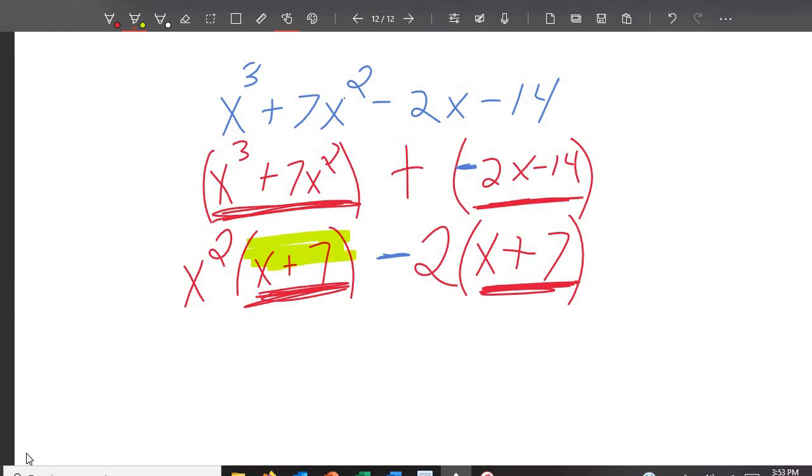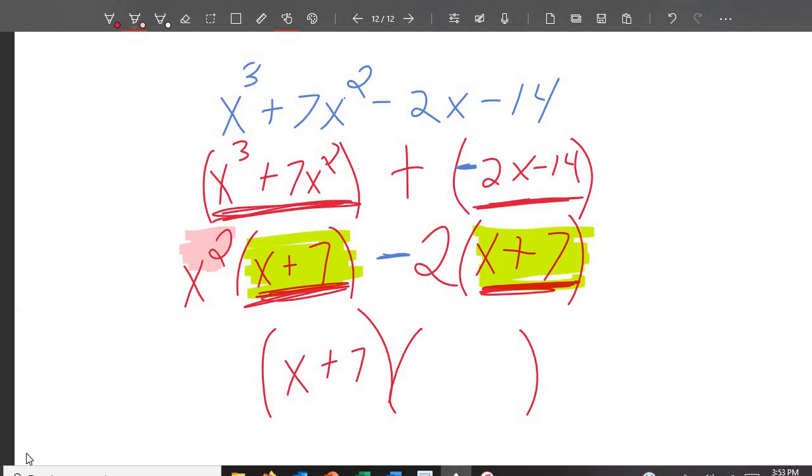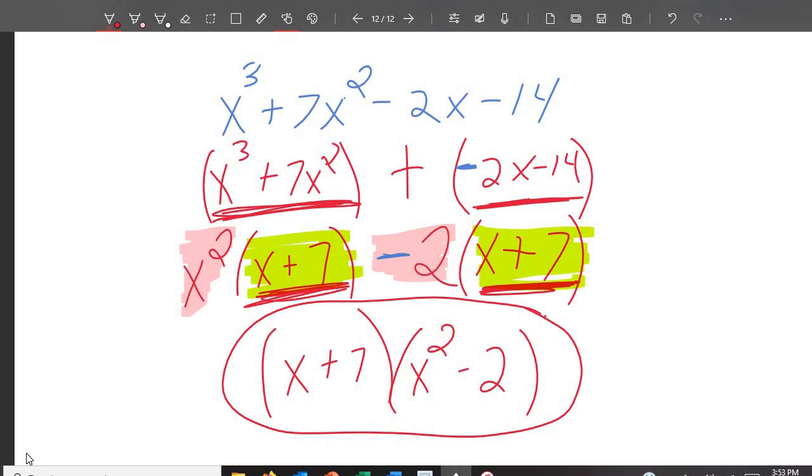Alright, so here is the binomial that's exactly the same. That goes in front. What goes in the second parentheses is the x squared and the minus 2. And that is factored by grouping.